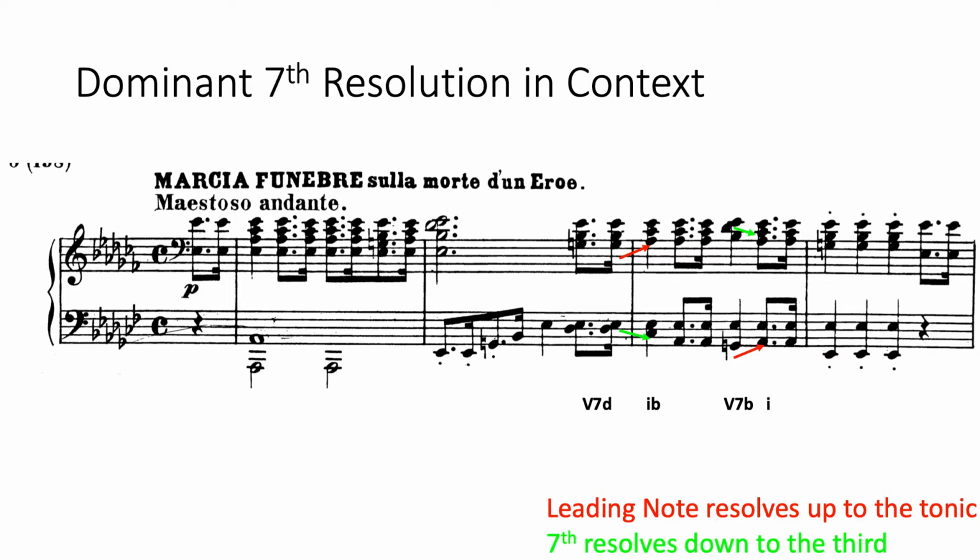So that's basically it. That's what you need to remember. If you just remember those two rules with dominant 7th chords, then using them and resolving them correctly should be absolutely fine. Those are the two key principles. So as long as you follow those two principles, your dominant 7th resolutions should sound particularly smooth.